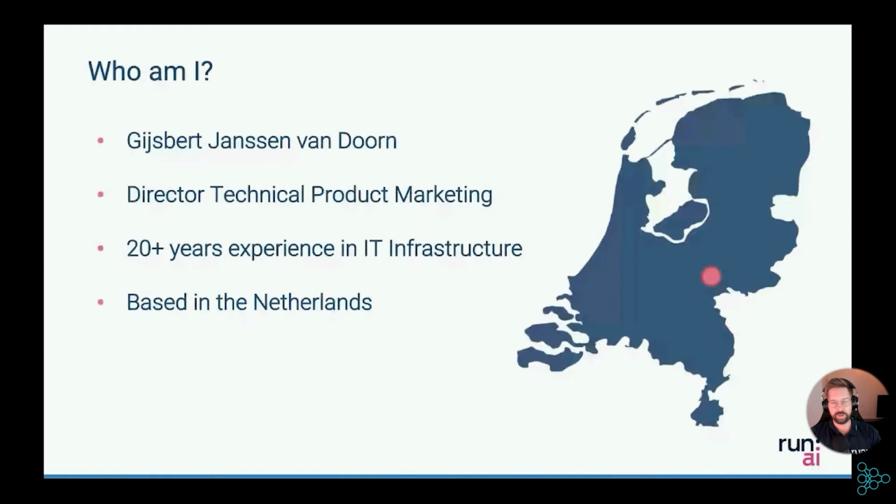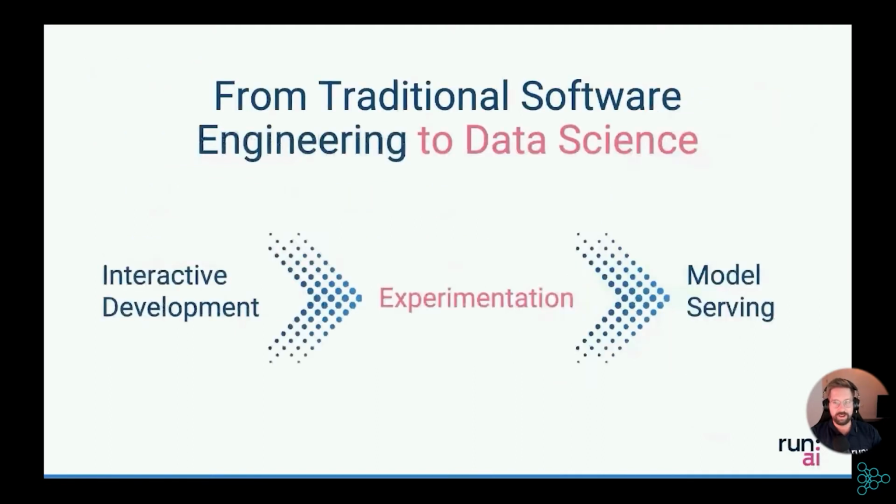Now, let's start with a quick introduction. Let's talk a little bit about how AI has changed the computation era, or at least created a new era for computation, because we really moved from traditional software engineering to data science. And when we look at data science, there's three different stages that data science lives in. One of them is the interactive development. It's the building of the models. It's the coding. It's interactive sessions.